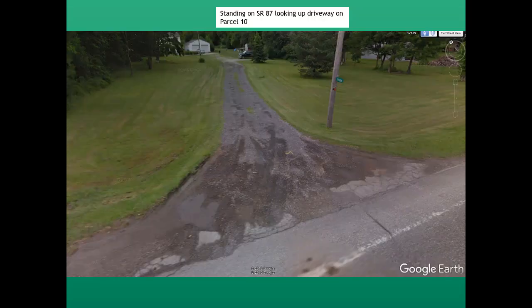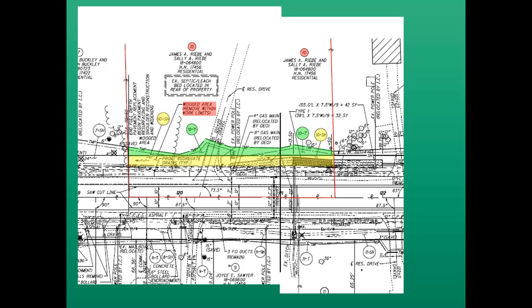And here we're standing in front of that residential property. We're standing on the road and we're looking up the driveway. We can actually see the garage as we look up the driveway on parcel 10. What you're looking at now is a detail sheet from that project. 10SH is shown as a yellow highlight, fronts along the road, and 10T is the temporary, shown in green.